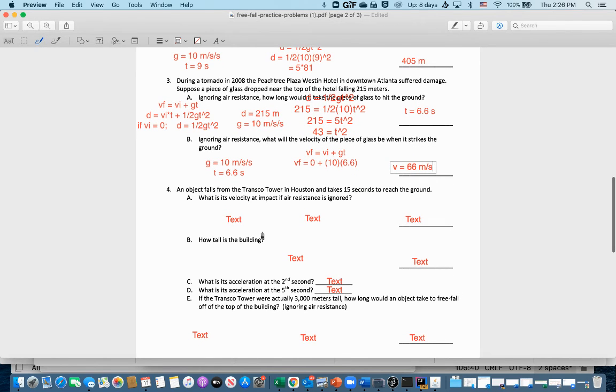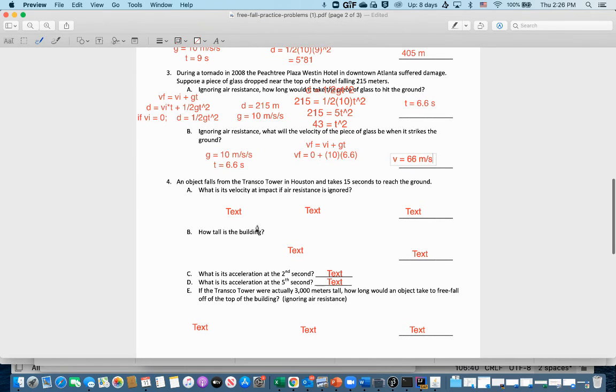All right, question 4 here. An object falls from the Transco Tower in Houston and takes 15 seconds to reach the ground. What is the velocity at impact if the air is ignored? Okay, so it takes 15 seconds. So what do I know?